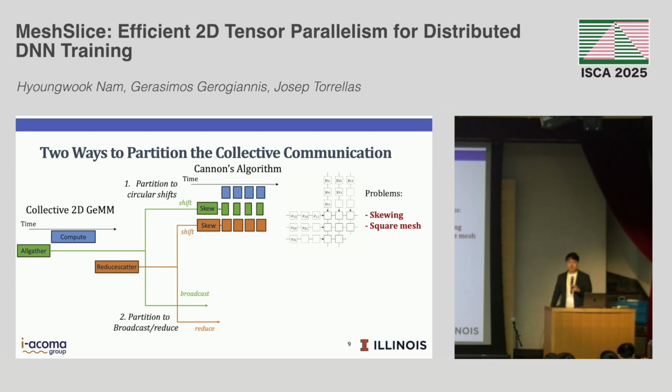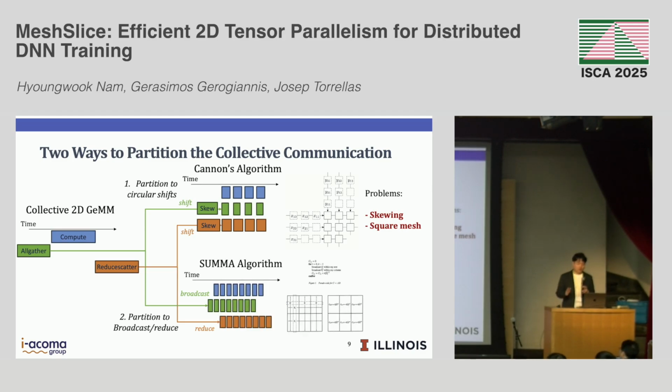The second method is partitioning them into all-gather to broadcast and reduce-scatter to reduce operations. This approach results in the SUMMA algorithm. SUMMA solves Cannon's problems. It doesn't skew. It supports any mesh shape, but it still has inefficiencies because it creates a lot of fine-grained communications. And because of that, it incurs a lot of synchronization overhead, which is very inefficient in super high bandwidth inter-chip interconnects now.